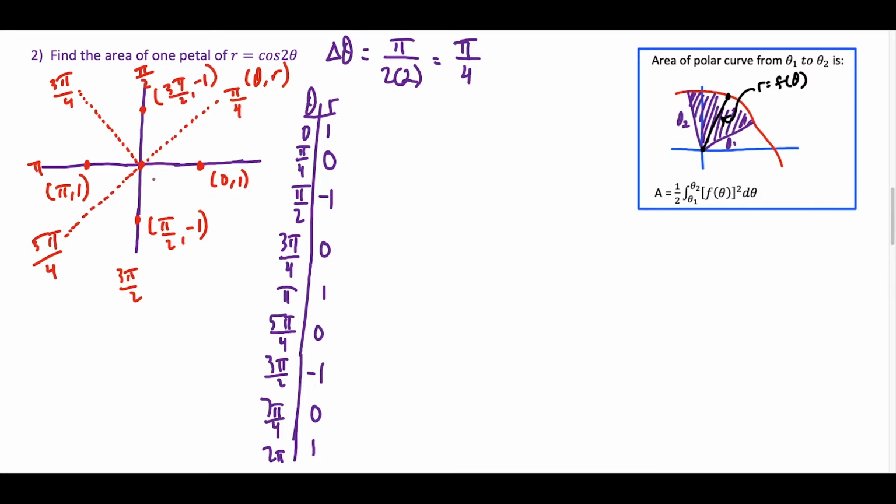And then 7 pi over 4 is 315 degrees. That's facing this way, and we're going out 0 units, so we're back at the origin. And then at 2 pi, we're back at this point here. So when you're sketching these, one of the ideas is I'd like to draw in the angles where r is equal to 0. These values are very significant because when I draw in my line at pi over 4, at 3 pi over 4, it essentially tells me the boundaries of my petals when I draw them.